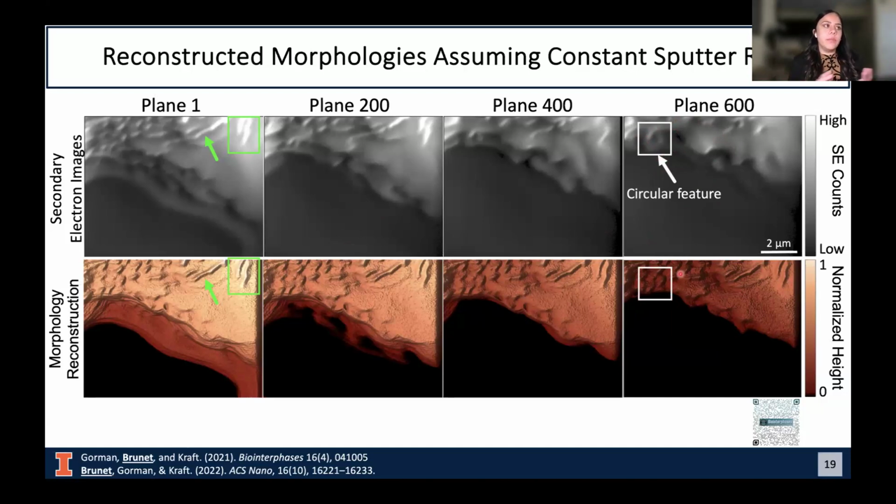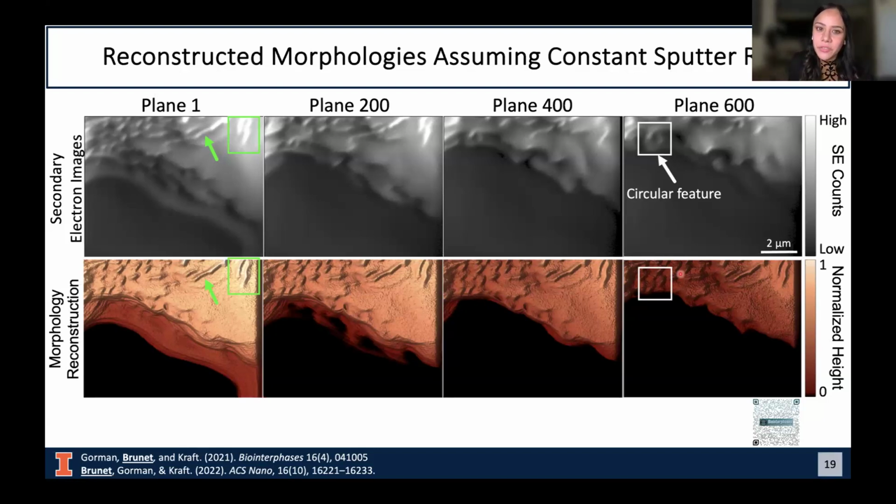Because of these inaccuracies, we concluded that although morphology reconstructions were accurate for plane 1, they were not so accurate for deeper image planes. So this indicated that our assumption of a constant uniform material removal was incorrect. Now, I do want to say that despite these limitations, this reconstruction strategy still was able to produce morphology reconstructions just using the secondary electron images, which was still better than the uncorrected images.